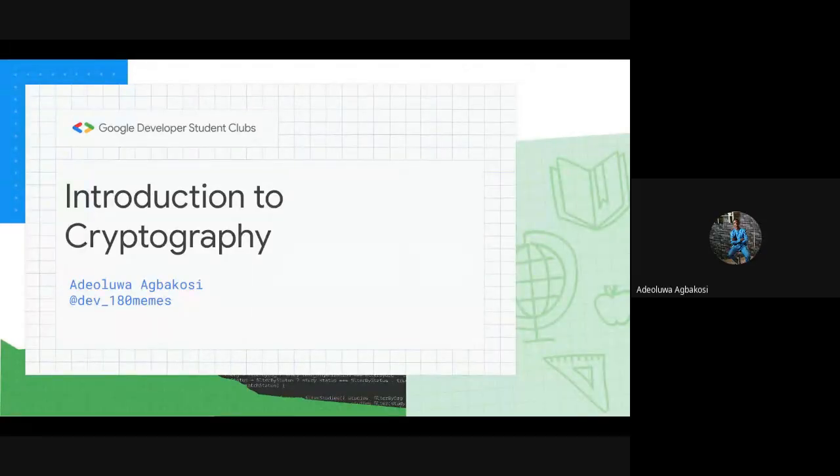Okay, good evening, everyone. Now, we're going to go back to introduction to cryptography. We're going to discuss introduction to cryptography, but we're not going to be doing much of the practical. We're just going to be discussing the algorithms, how they work. We're not going to do any of the implementation.